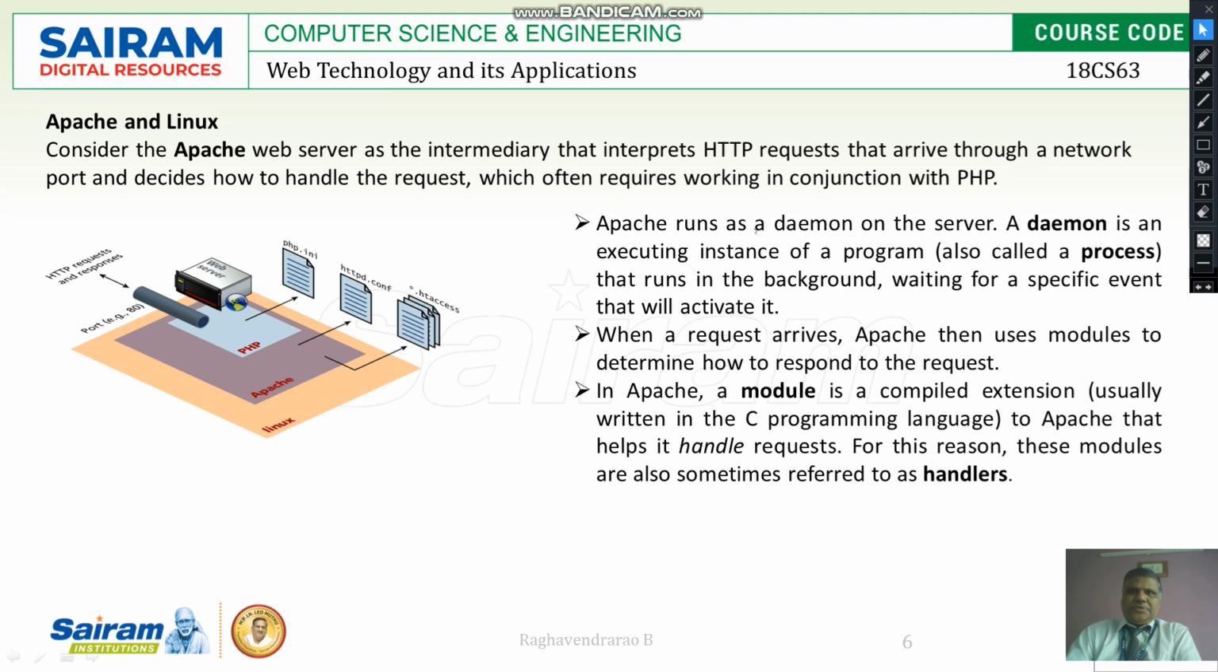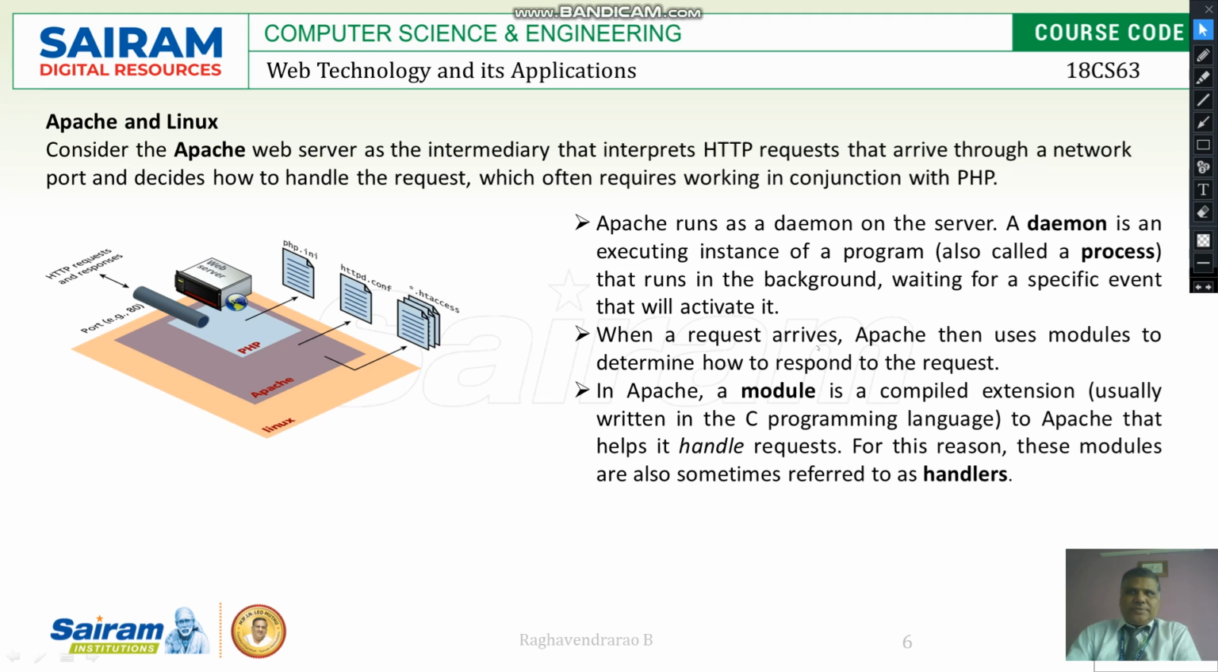How is this going to execute? Apache runs as a daemon on the server. A daemon means an executing instance of a program. This is nothing but a process. One request came; what should we do with that request? That is the process it is going to handle. It runs in the background, waiting for the specific event that will activate it. What exactly should happen? The activation code is there, and by using those things it gets executed.